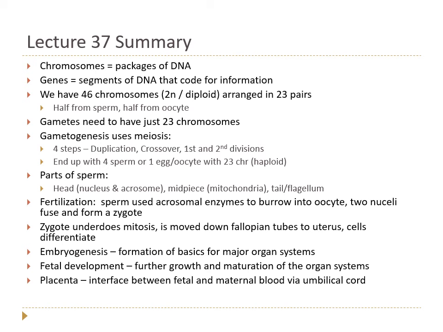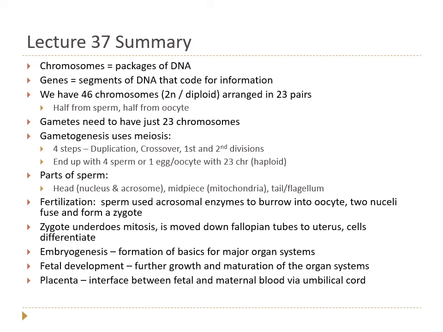So far, we have talked about some introductory genetics: how chromosomes are packages of DNA, and genes are segments of that DNA molecule that code for information. We as humans have 46 chromosomes. We're designated as 2N or diploid, and they're arranged in 23 pairs. One of each pair we got from a sperm, the other we got from an oocyte.